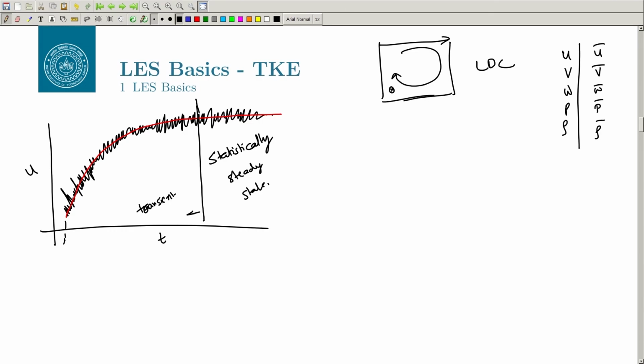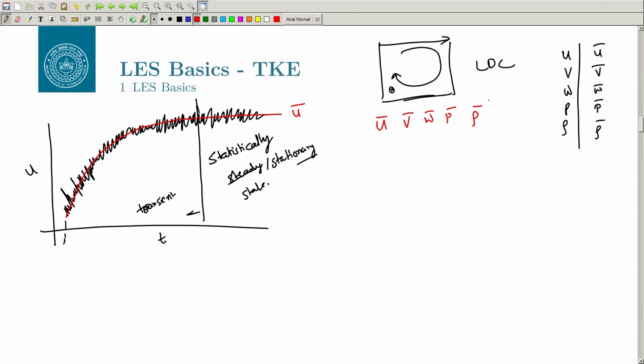I think the more appropriate term will be statistically stationary rather than steady, because steady is used in a different terminology where d by dt equals 0. So, once you have taken this average, this will give you the value of u bar. You can easily calculate the value of u bar in any code by just adding the quantity over time and taking the average. So, you will get the value of u bar, v bar, w bar, p bar and rho bar.